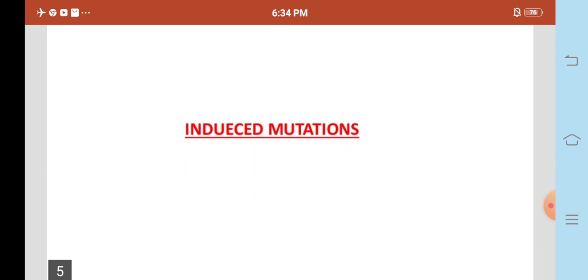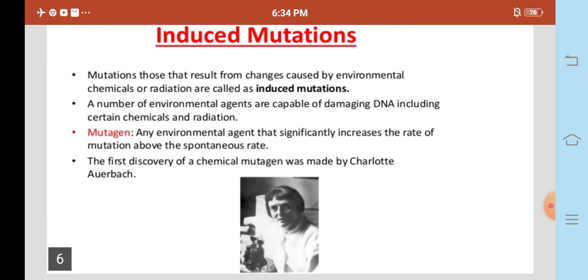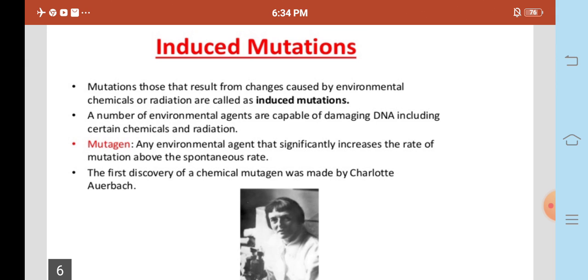And now we are going to discuss induced mutations. Mutations that result from changes caused by environmental chemicals or radiations are called induced mutations. A number of environmental agents are capable of damaging DNA, including certain chemicals and radiations.